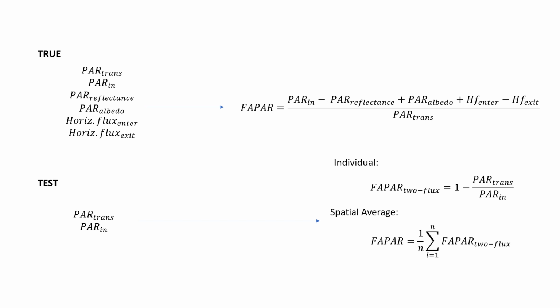This really shows the simplification of FA-PAR from our original method to our testing method, where only two variables are used. Based on a past study done in the evergreen forest of Germany, we expect that two-flux FA-PAR shows to be a reliable source of ground measurement.